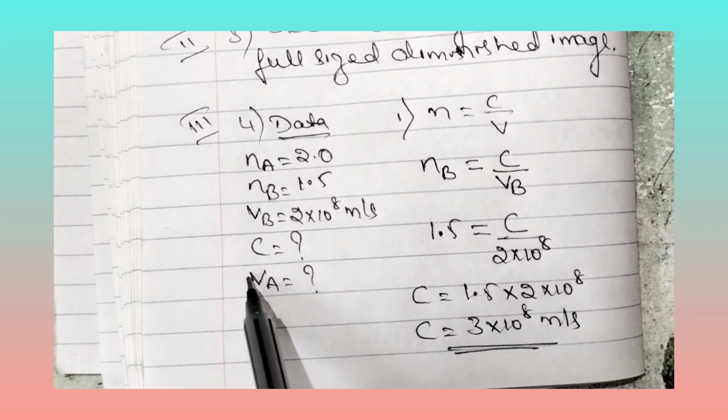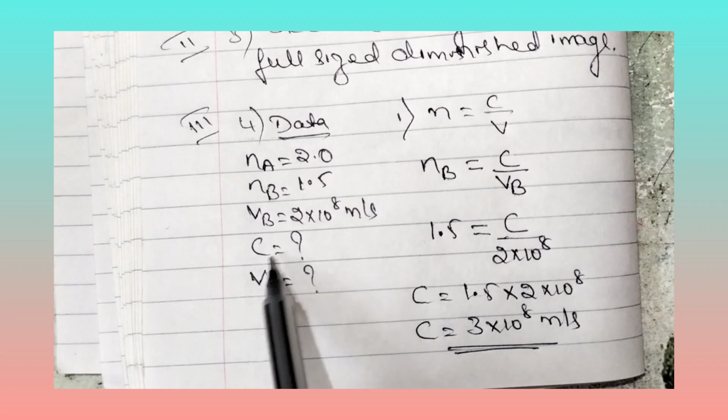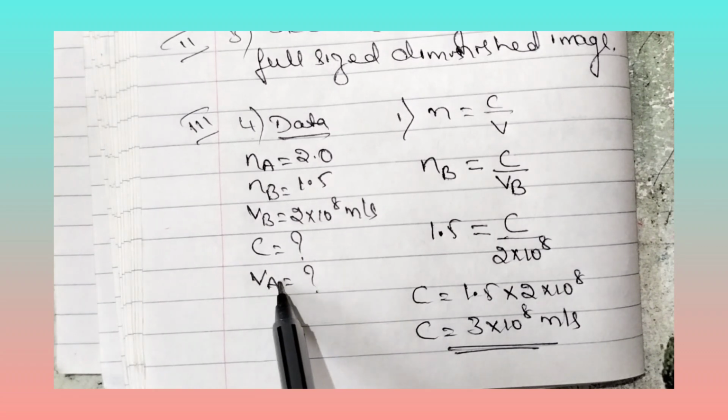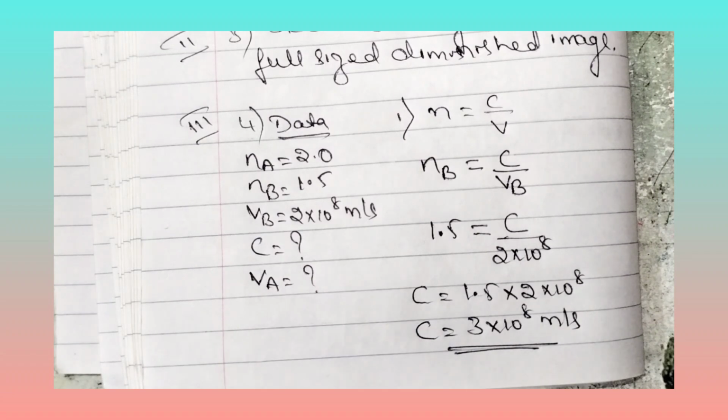Now we have to calculate the speed of light in medium A. Let us find this out now.